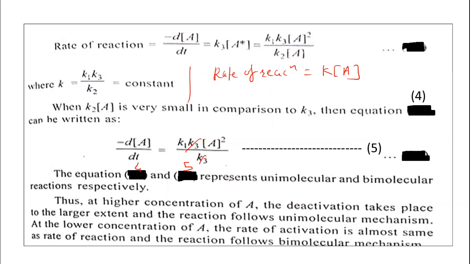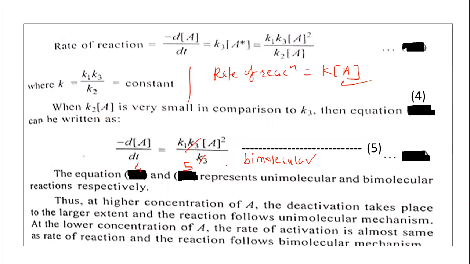The equations 4 and 5 represent the unimolecular and bimolecular reaction. This is bimolecular because of A square. And this is unimolecular, where one A gets cancelled here. This unimolecular rate of the reaction depends upon this, but it is possible only when K3 is very small. And the second condition is when K2 into A is very small, so the reaction becomes bimolecular.